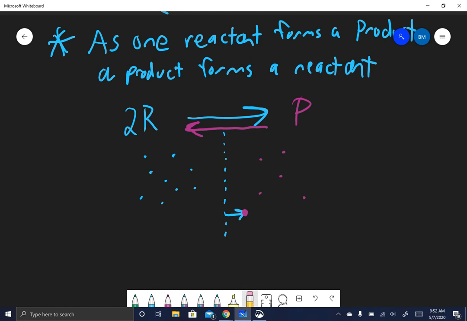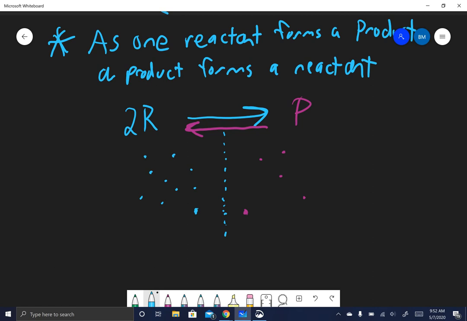It turned into a product. Well, at the exact same time, let me fix that. Exact same time, one of these products came over here and now turned into a reactant. So basically what I just did there is, if one of these dots comes over here and one of these dots comes over here at the exact same time, I always have 5 of these and I always have 10 of these.